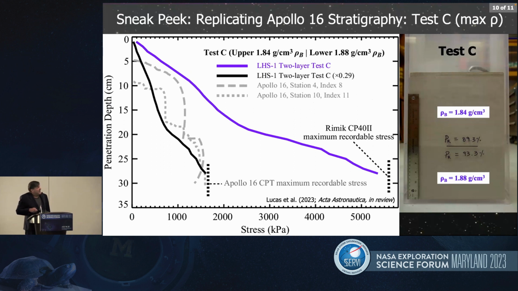And the blue curve here is our laboratory data. The black curve is that laboratory data adjusted for lunar conditions with a reduction factor of 0.29. And you can see that closely follows the data taken in situ at Apollo 16, especially for station 10.